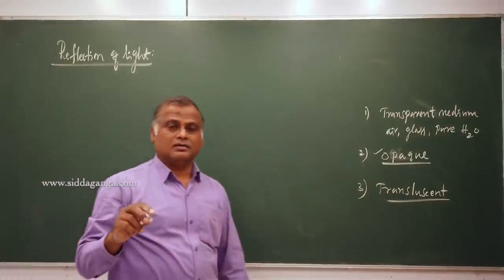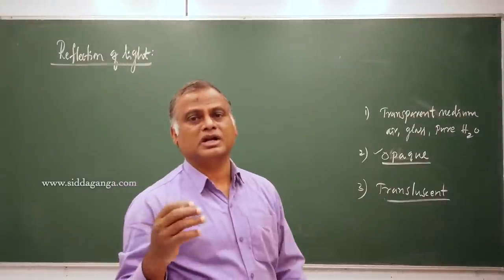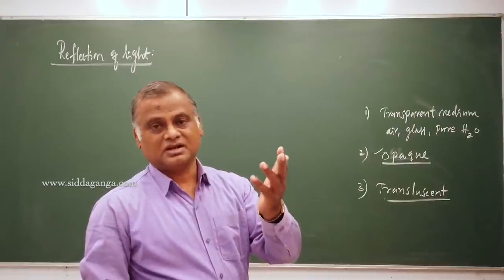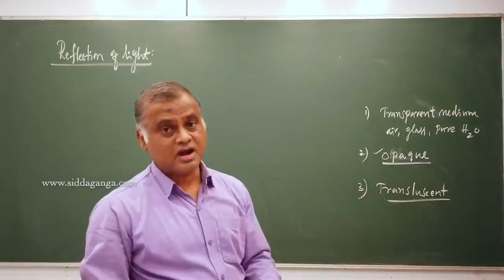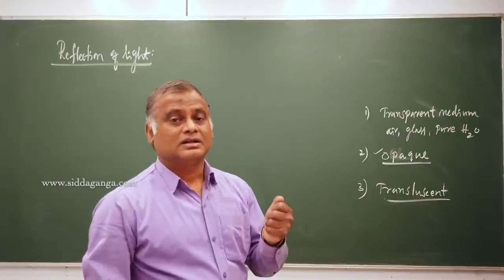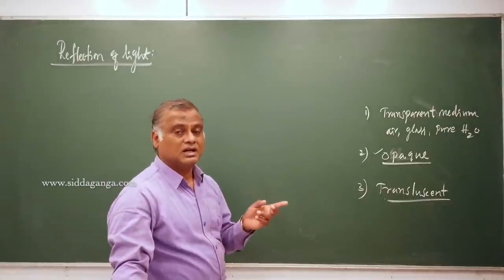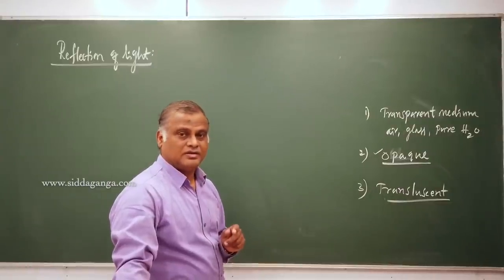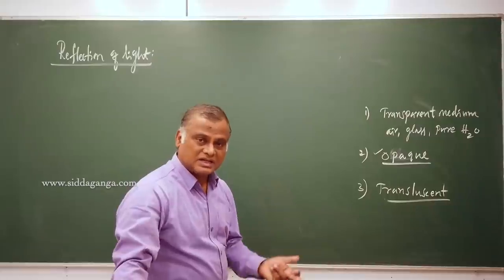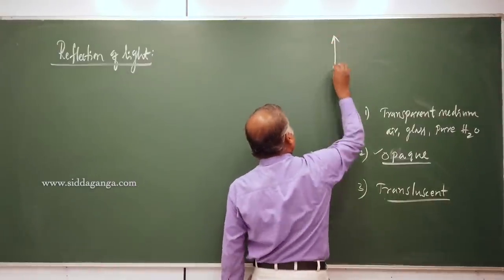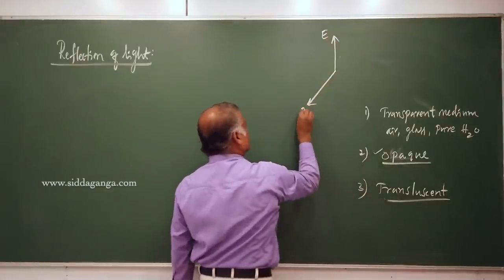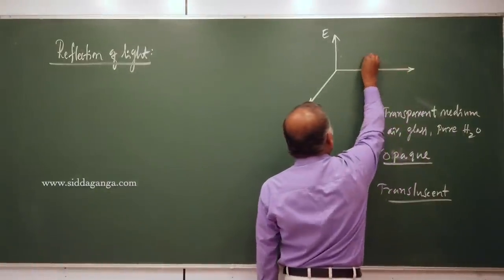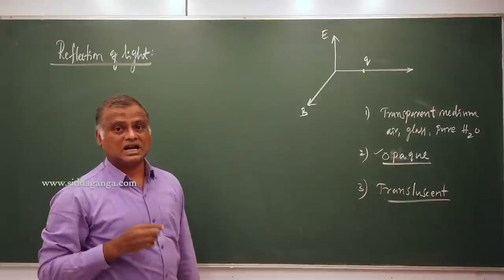And there is one more interesting property that you must remember, and you might have known this. Light is an electromagnetic wave, which consists of electric and magnetic field vectors, which are transverse in nature. Light waves are transverse in nature. Light is an electromagnetic wave, which consists of electric and magnetic field vectors, which are mutually perpendicular to each other and to the direction of propagation.